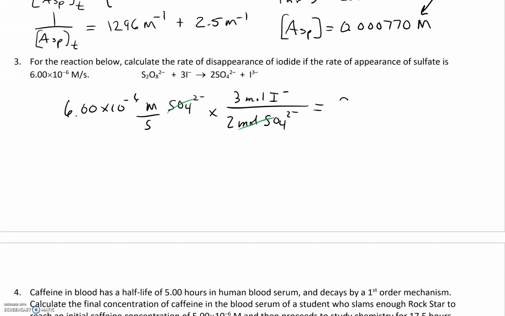We would end up with 9.00 times 10 to the -6 molarity per second for the rate of disappearance of iodide.